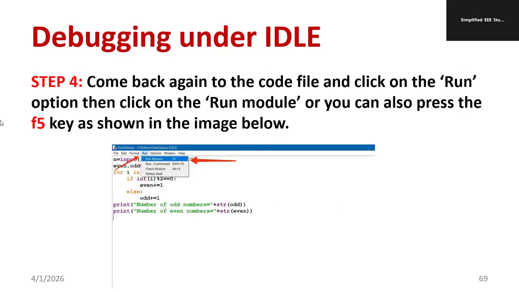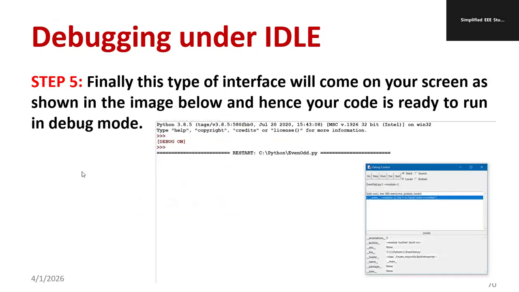Coming to the first step, please move on to the run button. Click on the run mode. You have another option on the keyboard: directly you can press F5. That is also possible. F5 is for the run button. In case any error is there, you will get a message.